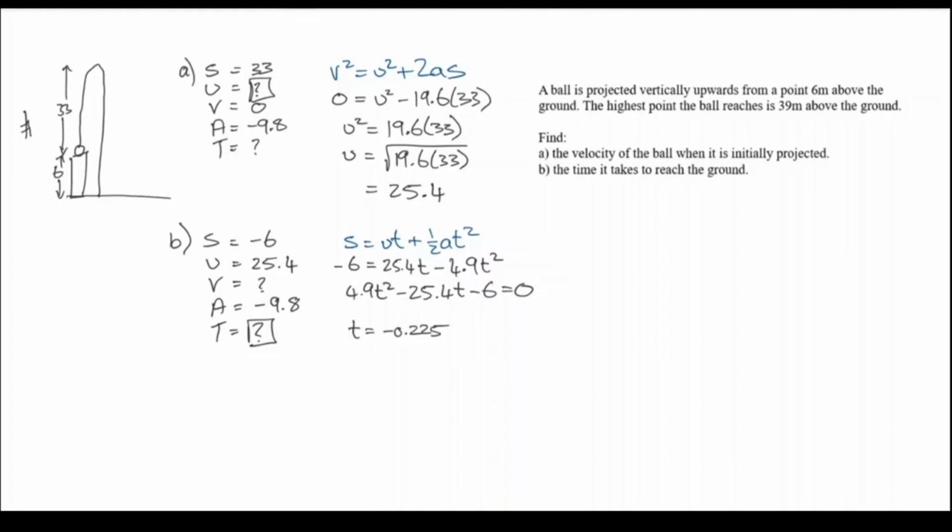We get t equals negative 0.225 or t equals 5.41. Negative time would not be sensible, so we eliminate that as an option, and here we have the time for the ball to reach the ground after it's projected is 5.41 seconds.